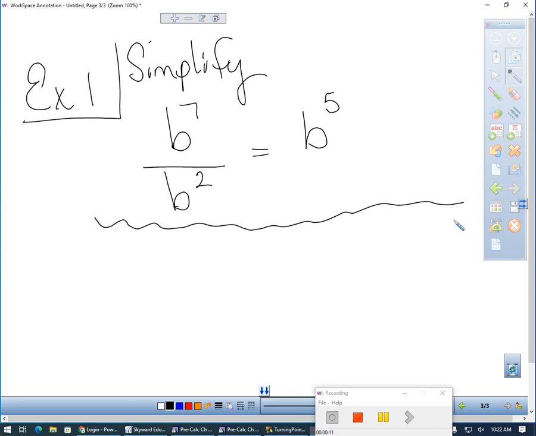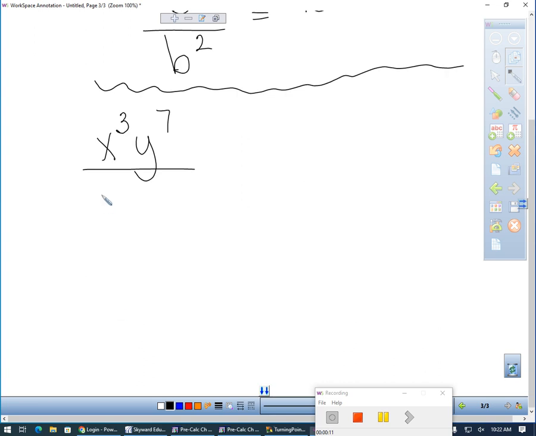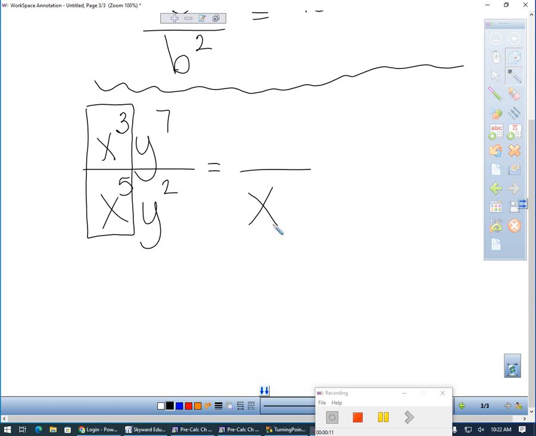Okay. All right, let's try one like this. What if I had x to the 3rd, y to the 7th over x to the 5th, y to the 2nd. All right, so we're going to start with our first bases that are the same. We're going to start with our x's. Where do I have more x's? On the bottom. How many more do I have? 2. Excellent. Now let's do our y's. Where are there more y's? On the top. How many more y's do I have? There you go. Perfect.